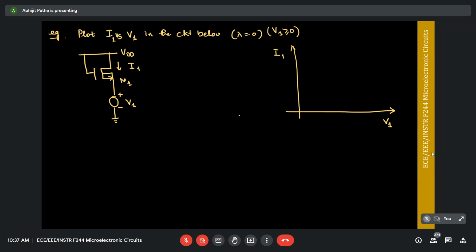Okay, let's start again. Below V1, it will be quadratic. Below what? Below a certain V1, so that VGS minus VT should be less than VDS. Okay, sorry. And what happens beyond? Then it should become linear.